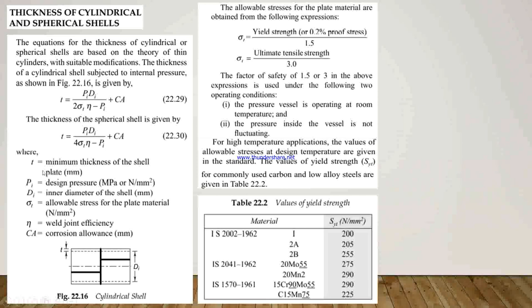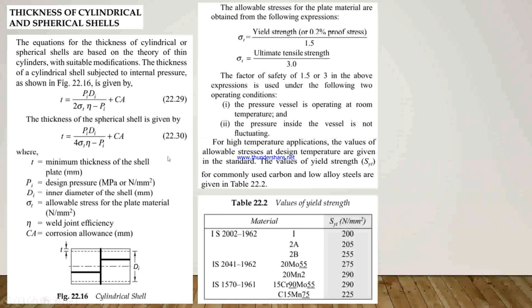Okay, where t is the minimum thickness of the shell plate in mm, Pi is the design pressure in MPa or newton per mm square, Di is the inner diameter of the shell in mm, sigma t is the allowable stress for the plate material in newton per mm square, efficiency is the weld joint efficiency, and CA is the corrosion allowance in mm.